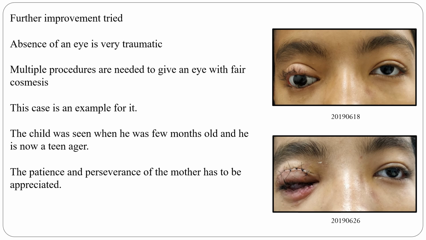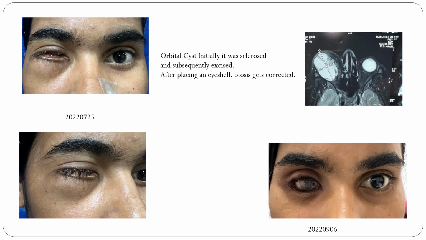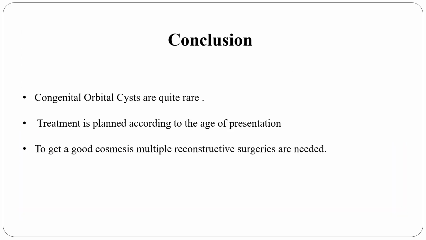The child was seen when he was a few months old and he is now a teenager. The patience and perseverance of the mother has to be appreciated. Orbital cyst: initially it was sclerosed and subsequently excised. After placing an eye shell, the ptosis gets corrected also.